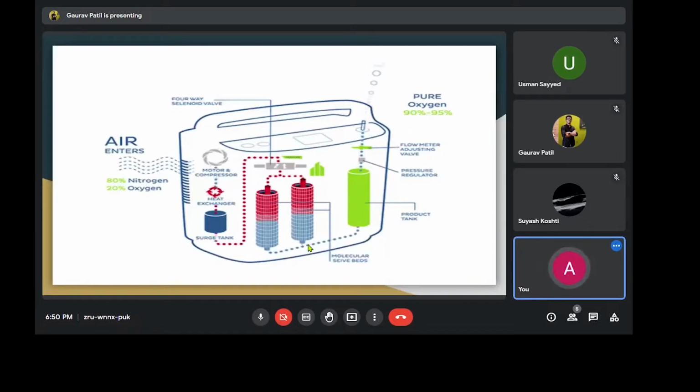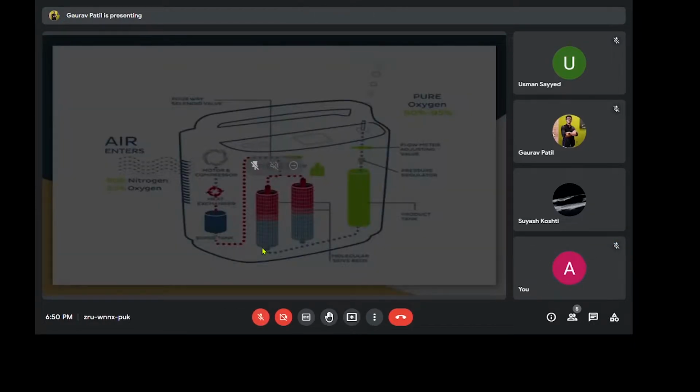So here is a basic GIF of how an oxygen concentrator actually works in a system. The air is coming from one side, the PSA technique is carried out in the middle, the heat exchange happens in the second phase, and then it goes directly to medical uses. The next slide will be presented by my teammate Suyash Koshti. Over to you, Suyash. Thank you, Ashish.